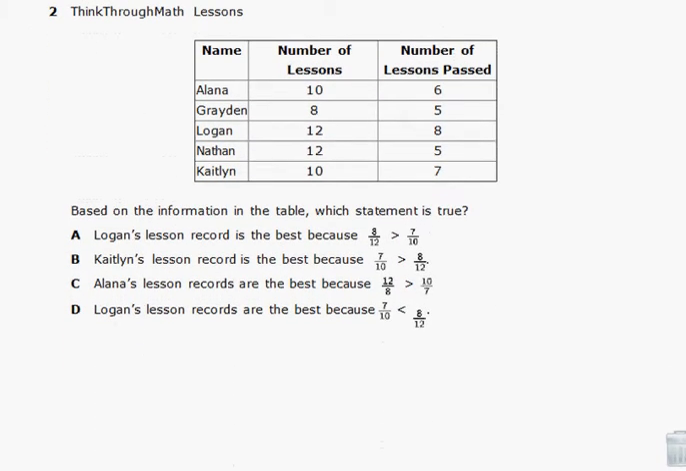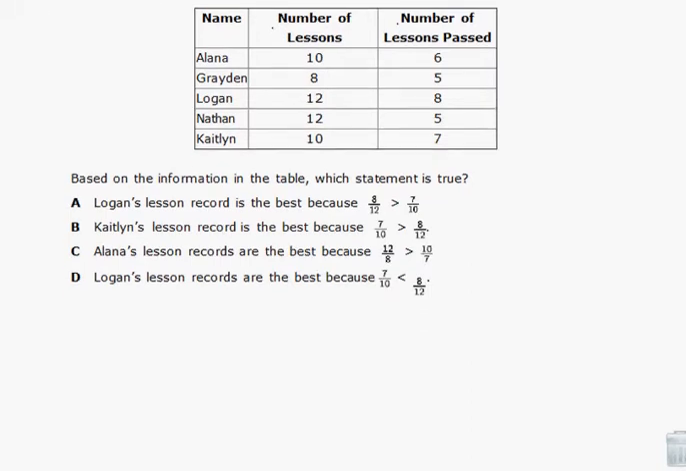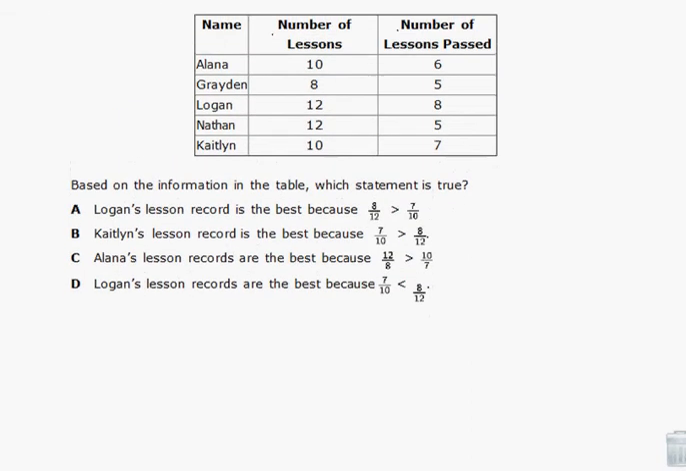Question number 2. Okay, think through math lessons. This is a table talking about think through math lessons. The number of lessons and the number of lessons passed. So, based on the information in the table, which statement is true? And right here it says, Logan's lesson record is the best because, and it's showing a comparison. It's saying that 8/12 is greater than 7/10.